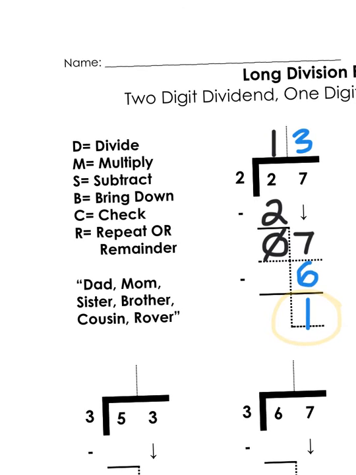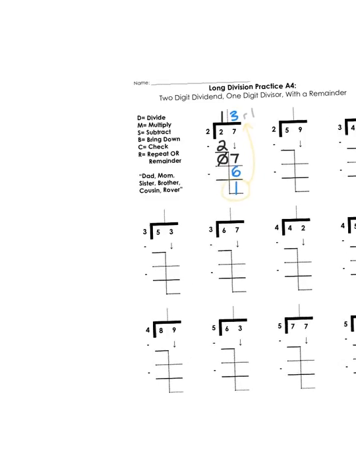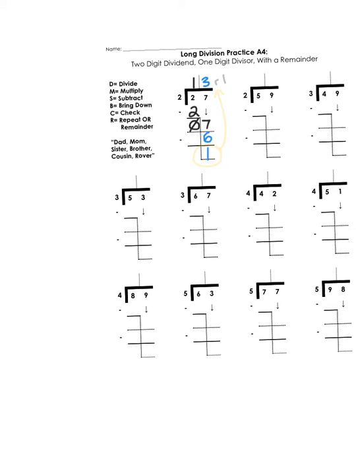Now that remainder can be represented in one of two ways. I can either just write remainder 1 off to the side, or I could write a fraction with the remainder being my numerator and my divisor being my denominator, 1/2. Let's take a look at another problem. I'm going to jump down and let's look at 67 divided by 3.